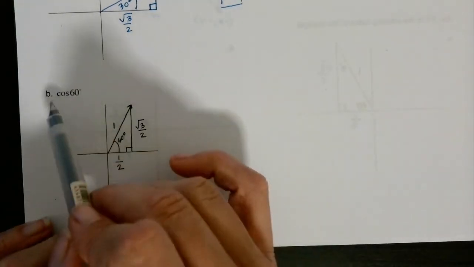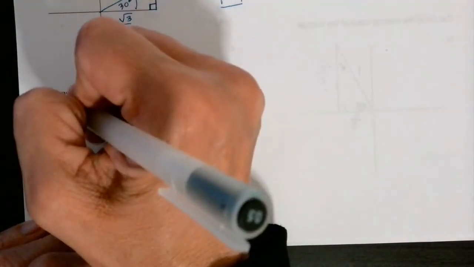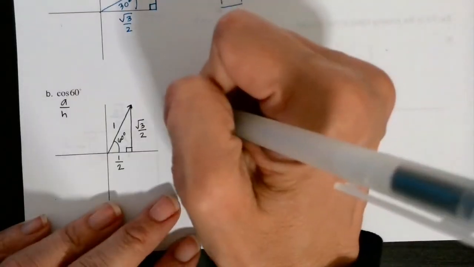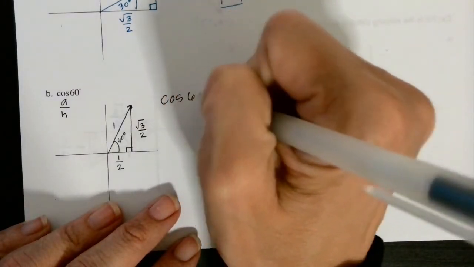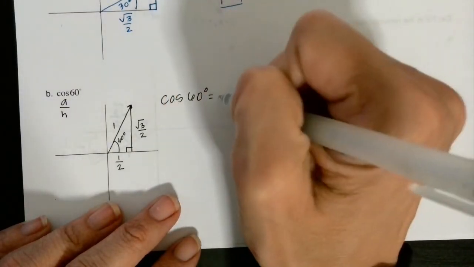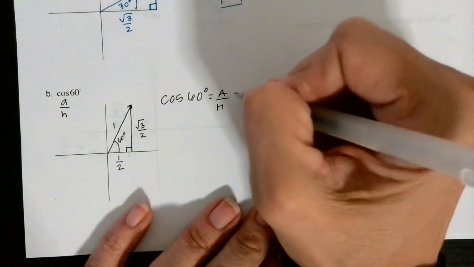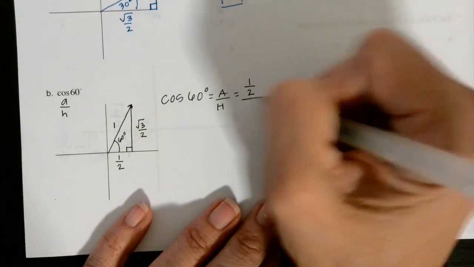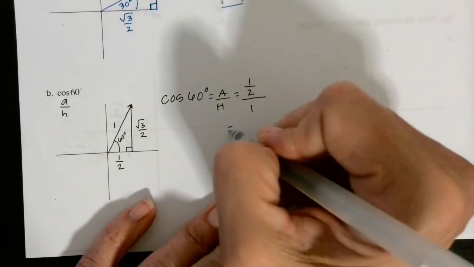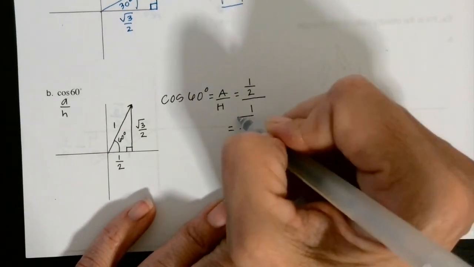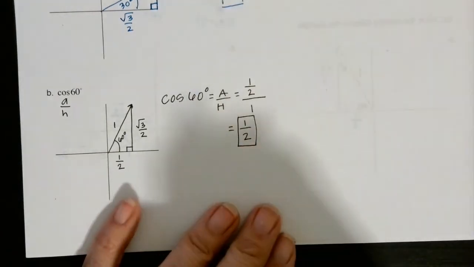Okay? We're asked for the cosine. Cosine is adjacent over hypotenuse. So the cosine of 60 degrees equals adjacent over hypotenuse, which, what a coinky-dink, is 1/2 over 1. So that equals 1/2. It makes sense because our triangle has just been rotated.